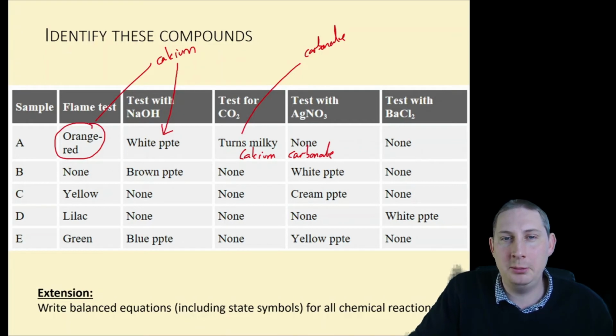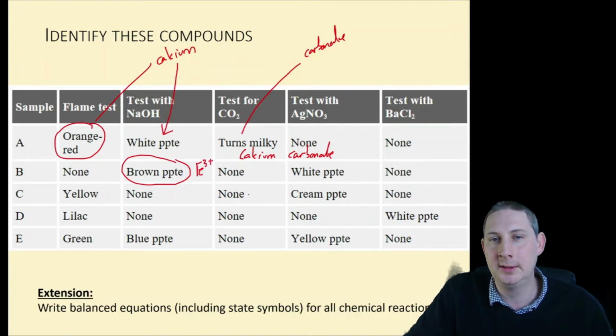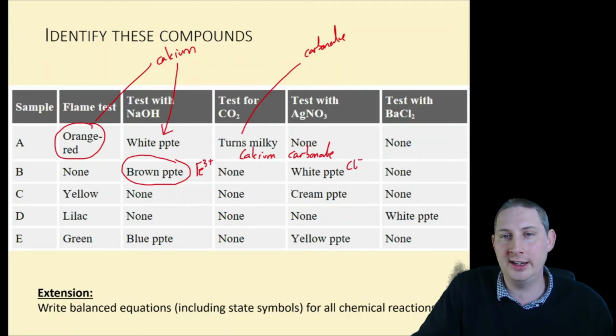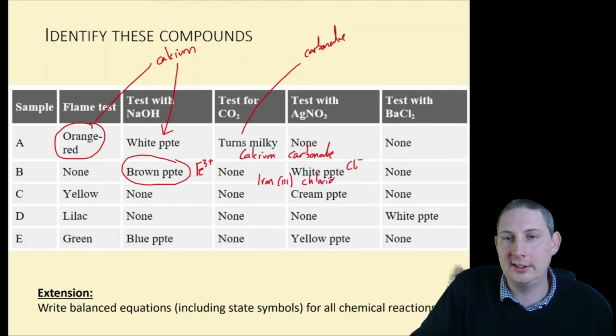No colour in a flame test, but a brown precipitate. Brown precipitate with sodium hydroxide tells us it's iron 3+. No positive test for carbon dioxide. A white precipitate with silver nitrate tells us that that is chloride ions. So B is iron 3, and you do have to specify chloride.